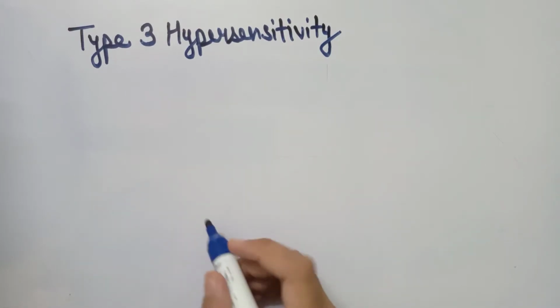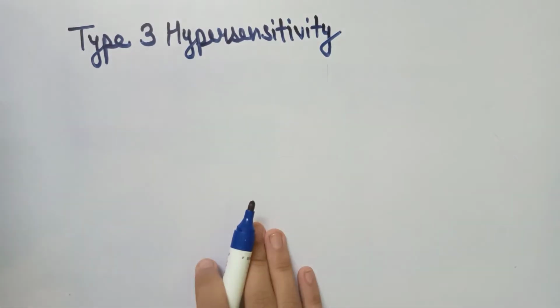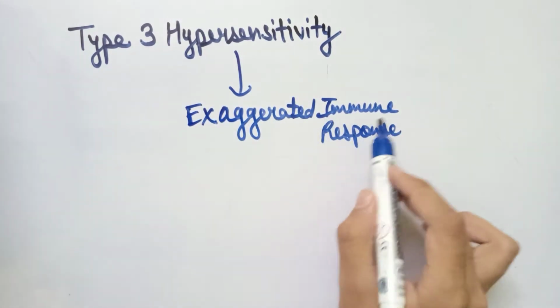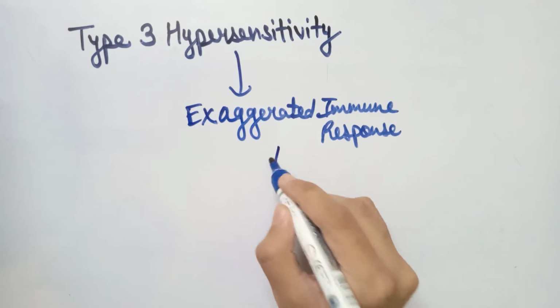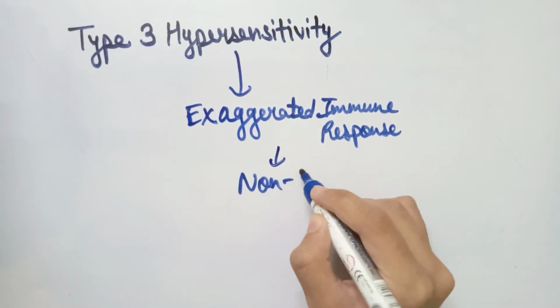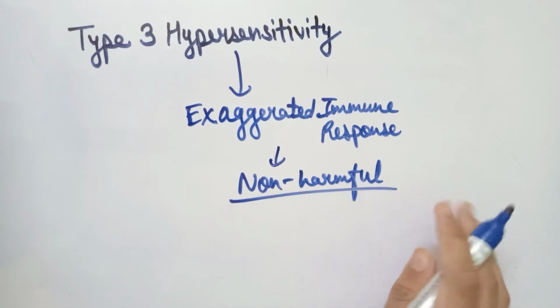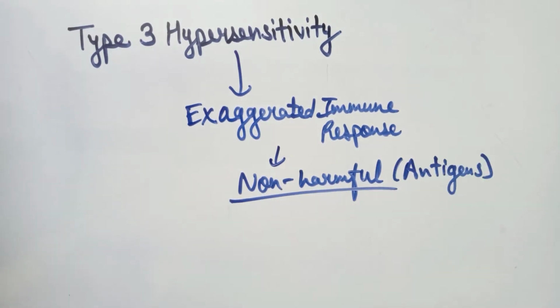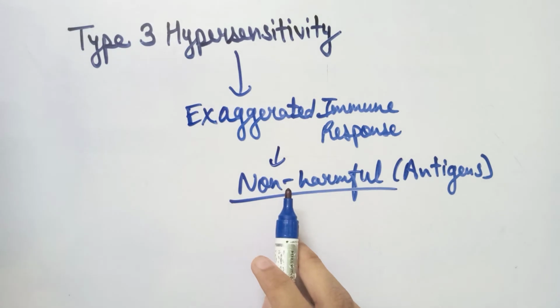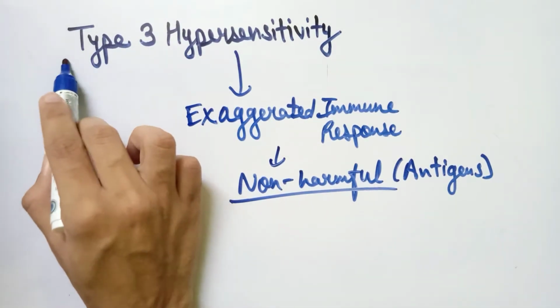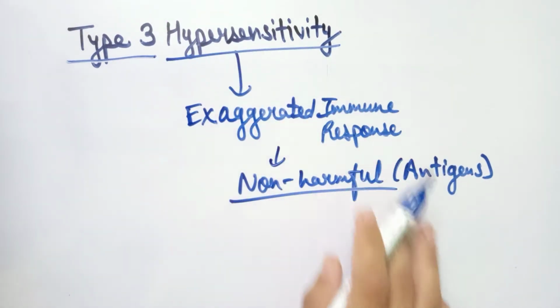Today we will study about type 3 hypersensitivity reaction. As we know, hypersensitivity is basically an exaggerated immune response of our body to non-harmful antigens. And these antigens can be self-antigens and foreign antigens. And we know that hypersensitivity is basically of 4 types. And in this video, we will study about the type 3 hypersensitivity reaction.